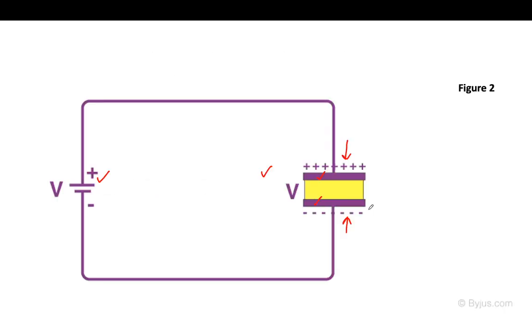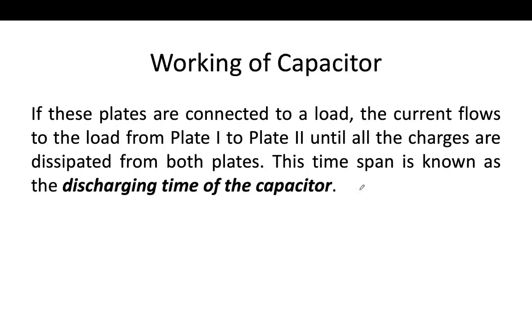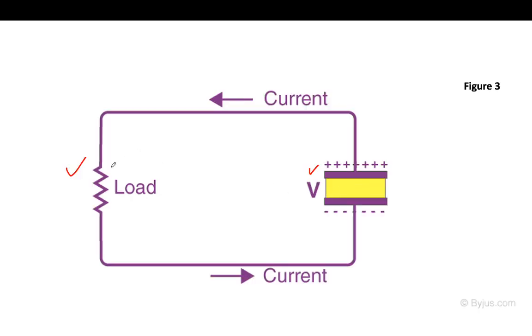So actually what happened? A voltage source is connected with the capacitor and the plates start charging positive and negative, and after a specific time, depending on the capacitance of a capacitor, it will complete its charging. After it completes its charging, we connect it with the load, and the current starts flowing from the positive to negative, and this current will keep flowing till the charge of the capacitor is depleted, and this time is called the discharging time of a capacitor.